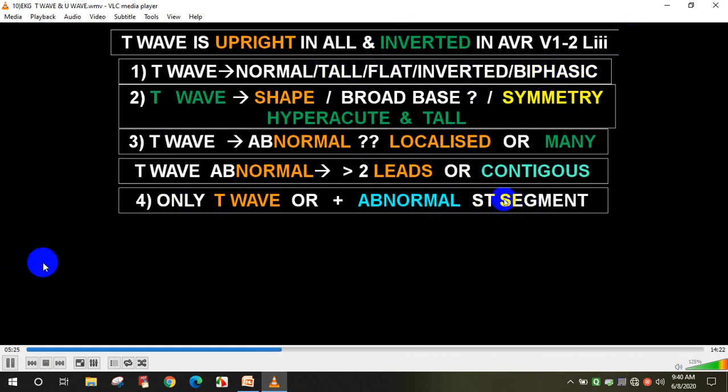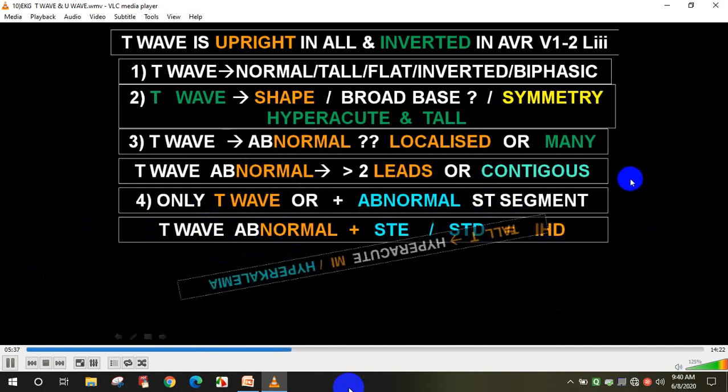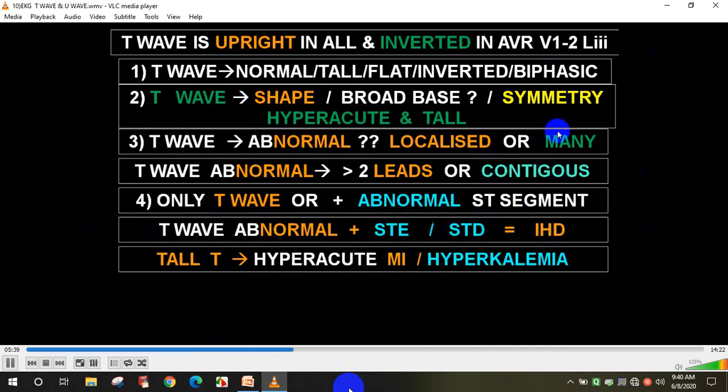Whenever you get ST with T wave changes, we call that STT changes. So ST elevation or ST depression with an abnormal T wave is always suggestive of ischemic heart disease. So have a look at the ST segment also. A tall T wave, I have already told you, is characteristic of hyperacute MI or hyperkalemia. Both are very close differential diagnoses.